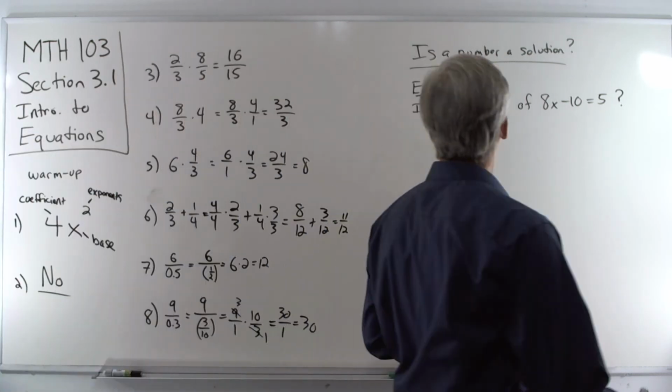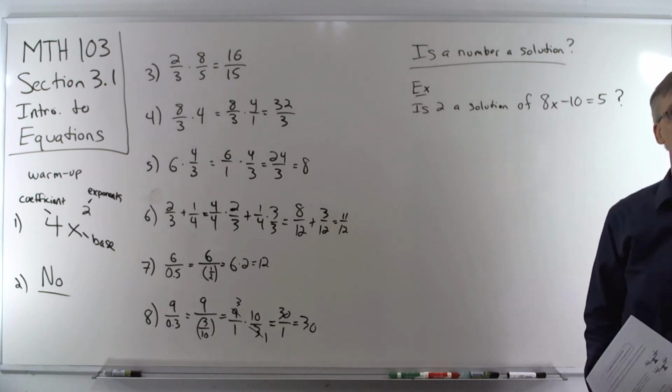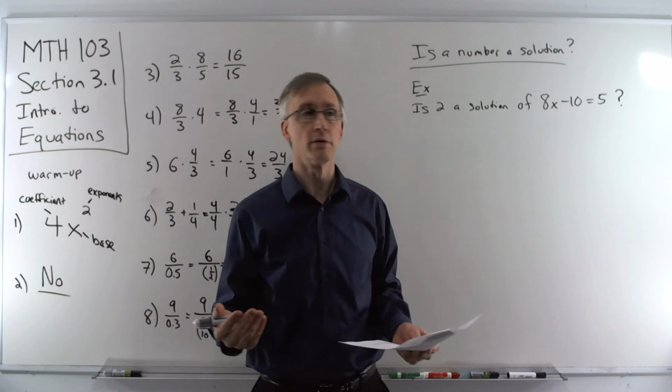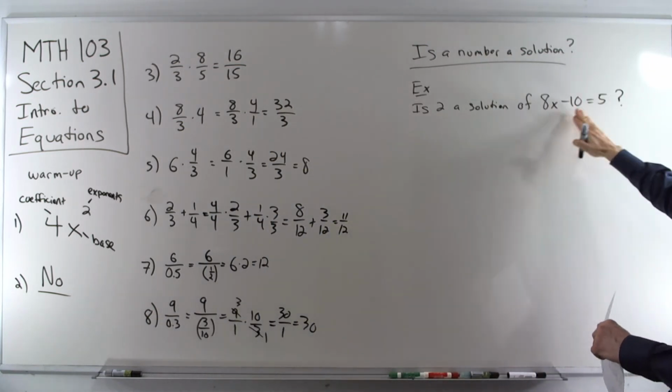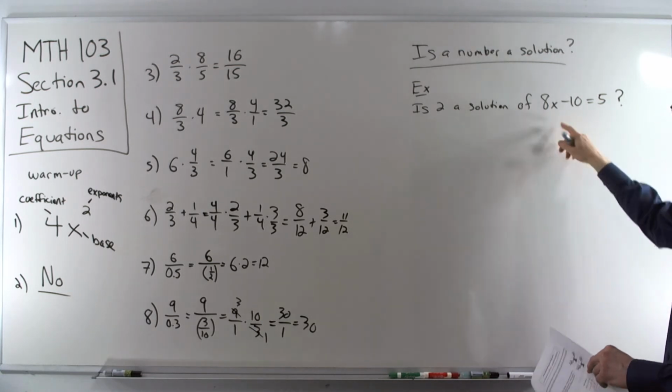Next thing we're going to look at is determining if a number is a solution to an equation. So solutions to an equation are those numbers that make the equation true. So if we plug it in, we should get the same number on both sides of this equation. So let's try it out. I'm going to plug in 2 for every instance of x.